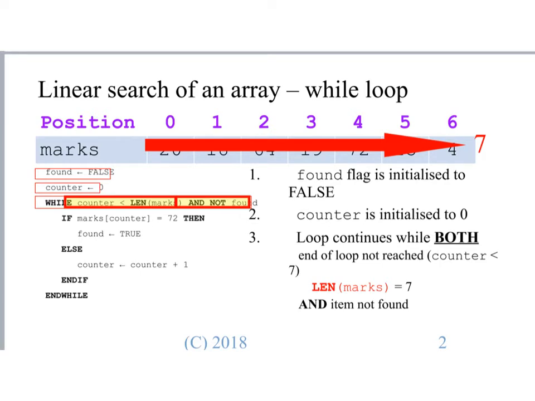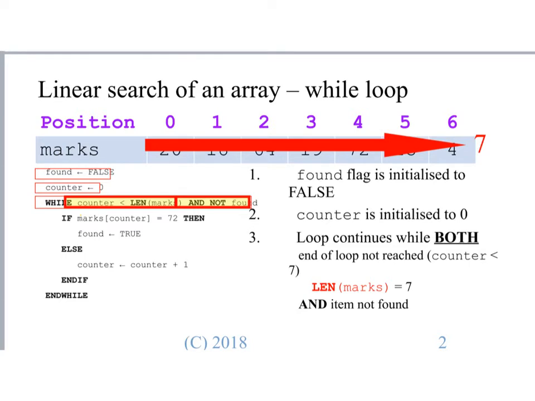We have a found flag initialized as false to start off with. The counter is initialized, started at 0, and the loop continues while the end of the loop is not reached, so it doesn't get up to 7, because the length of the marks array is 7, and the item is not found. So that's just this section in red down here: while found equals false, counter equals 0, then while the counter is less than len marks and not found.